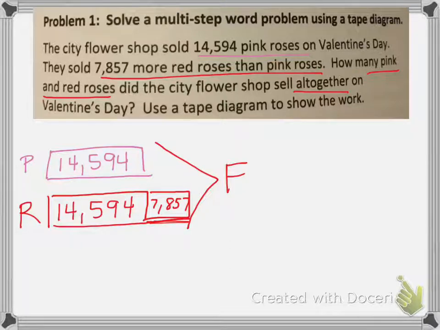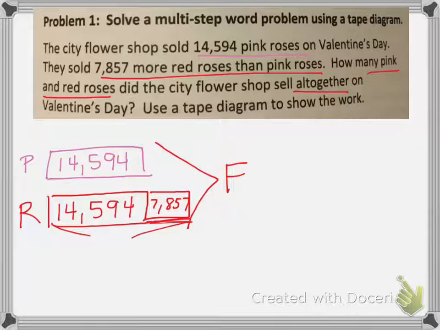In order to solve this, you could do it 2 different ways. There's usually many ways to solve a math problem, and everybody uses different strategies. You could start with pink roses and add your 14,594 to that and start with those 2. Or maybe you're more like me, where you want to know the total of red roses that they sold, and then you want to add that to your pink roses. But we're just going to be doing addition today.